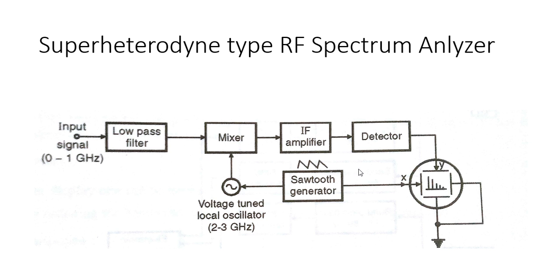The output of this IF amplifier is now applied to the detector and then to the vertical deflecting plates of the CRO. Due to this phenomenon, it produces an amplitude versus frequency plot on the CRO screen like this. Again I am repeating, these are similar blocks which we have previously studied.